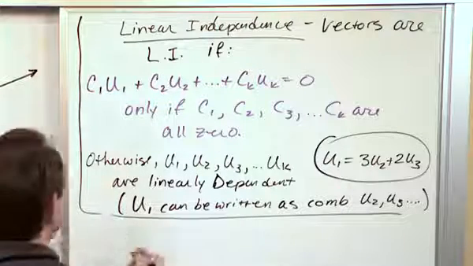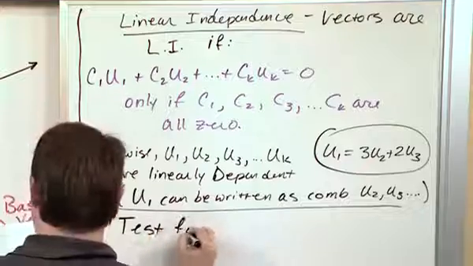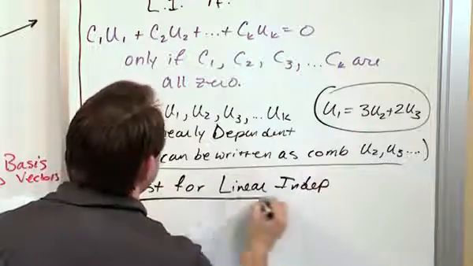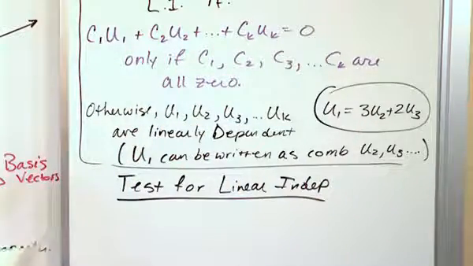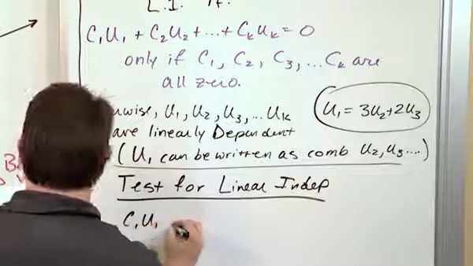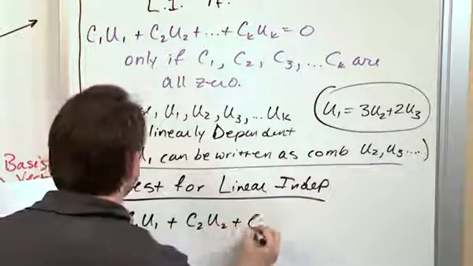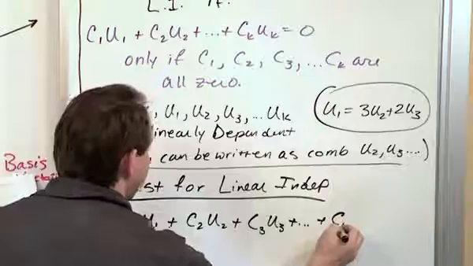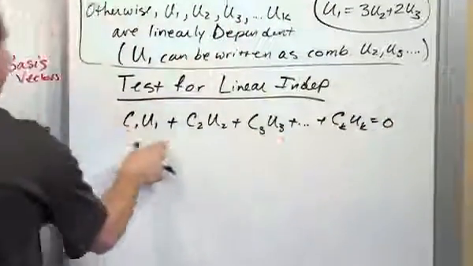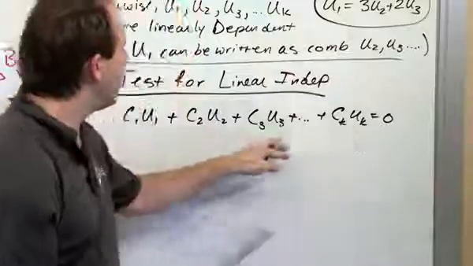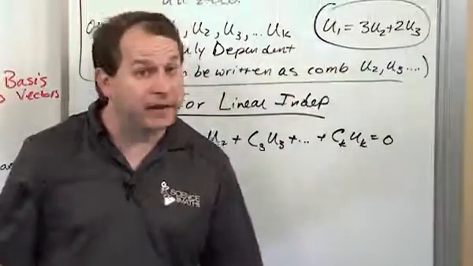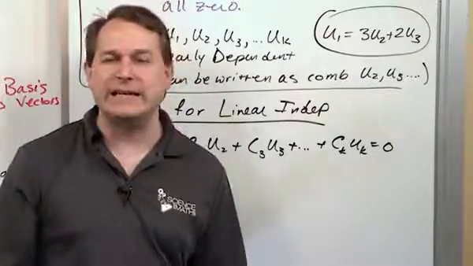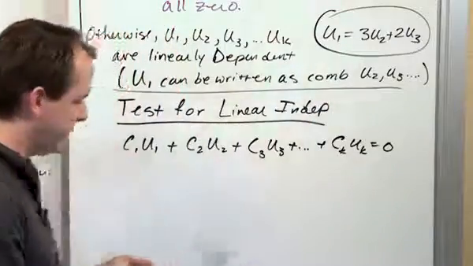Okay, so as a test for linear independence. Obviously, this is the definition. What's the practical test? Well, what we're saying is C1 times U1 plus C2 times U2 plus C3 times U3 plus ... plus CK UK is equal to 0. This is the formalized test. We're looking for what are the values of C that can make this happen. If they're all 0, then these guys are linearly independent. If I can find a solution of C's that are non-zero, then we have a dependent set over here.